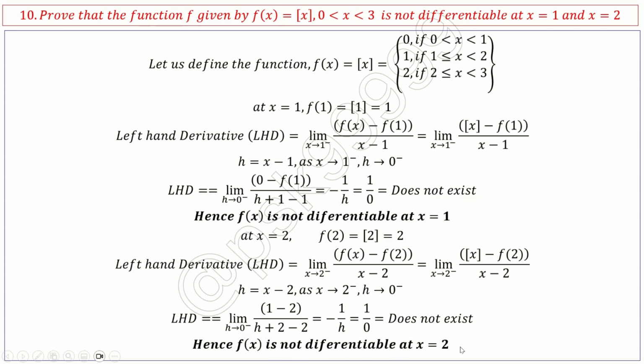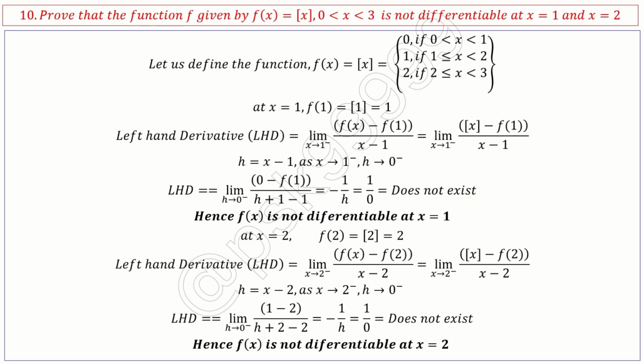Alternatively, how do you want to solve this problem? Very simple. We know differentiability's first condition is continuity. So you can also prove that at x equal to 1 and x equal to 2, this function is not continuous. Hence, it is not differentiable also. Whichever is simple, since we are in the differentiation chapter, I just use differentiation to solve this. But the right way is to check the first condition first, so you can actually solve this using continuity.